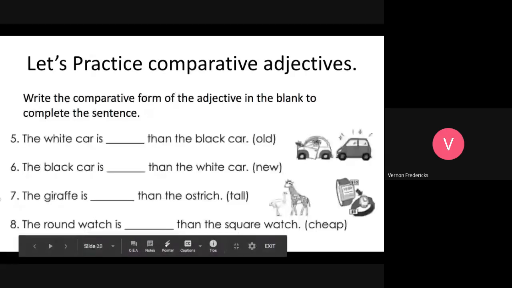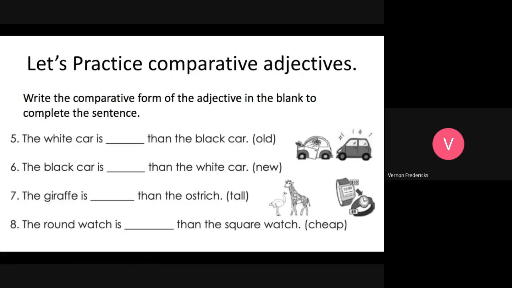Okay, five, six, seven, eight. You do for me quickly. Write the comparative form of the adjective in the blank to complete the sentence. Number five, the adjective is old. Number six, the adjective is new. Number seven, the adjective is tall. And number eight, the adjective is cheap. Quickly, students, one minute.